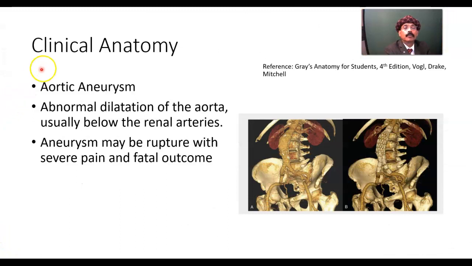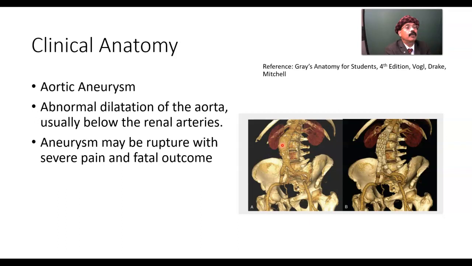Okay, so we'll go to the clinical anatomy. Aortic aneurysm. What is aneurysm? Aneurysm is the abnormal dilatation of the blood vessel. This is the aneurysm. It is easily palpable. Even normal pulse in a thin person is easy to palpate because lumbar vertebra has a forward convex curvature. So the aorta can easily be palpated.